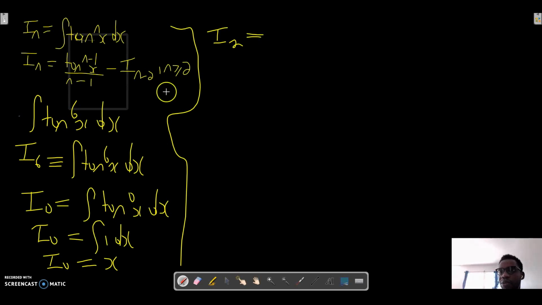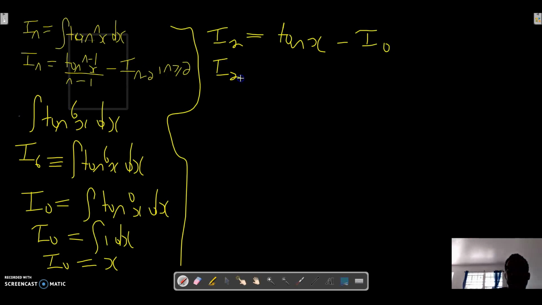Alright, putting 2 into the reduction formula to find I2, I would have I2 equal tan x, because if you put 2 minus 1 here, it's going to be 1 over 2 minus 1, which is also 1, minus In minus 2. 2 minus 2 is 0, so it's going to be minus I0. So I2 would be equal to tan x minus x. Bear in mind that we found I0 already. Now we can move up to I4.